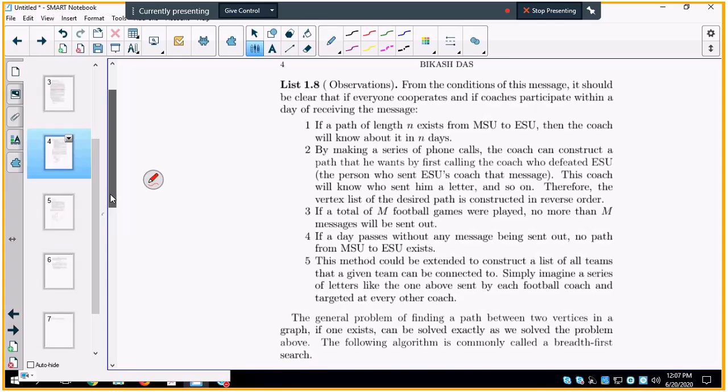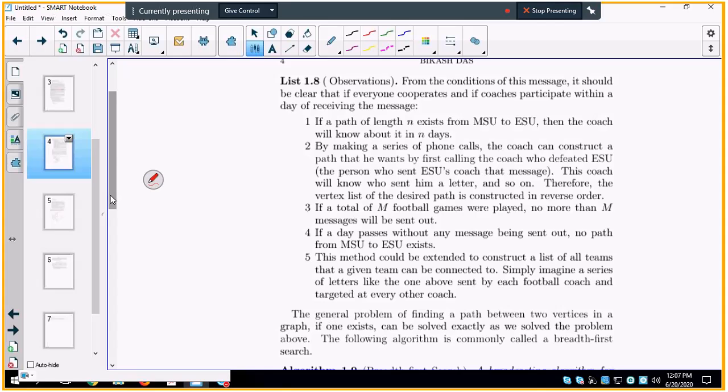From the conditions of this message, it should be clear that if everyone cooperates and if coaches participate within, say, 1 day of receiving the message, then the following. If a path of length n exists from MSU to ESU, which is what we're looking for, then the coach will know about it in n days. So if the path is length n, then it will take n days. And you'll remember that there were like 28 stops on the path, if we went back to the list that he presented at the press conference, and it said it took him 30 days to find this list. So we're assuming that the coaches are all doing this within 1 day of being asked to do this. So if the path exists, then we will know about it in n days.